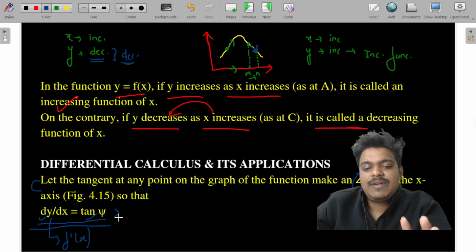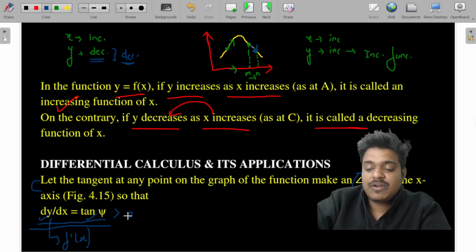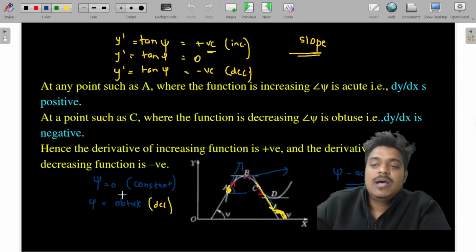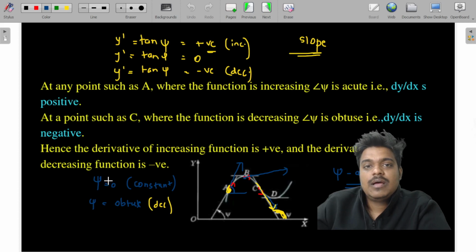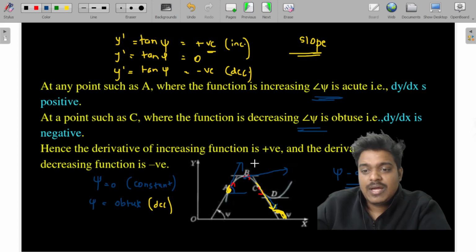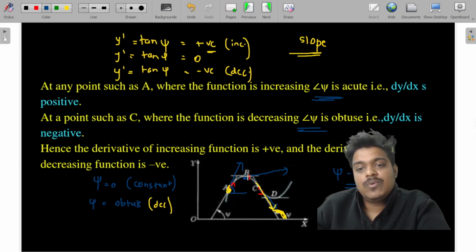And if tan psi is greater than 0, it means the function is increasing. If equal to 0, it means the function is constant. And if it is less than 0, it means the function is decreasing. So at any point where the function is increasing, angle psi is acute. At C where the function is decreasing, the angle psi is obtuse. And at point B where the function is not changing, angle psi is equal to 0.